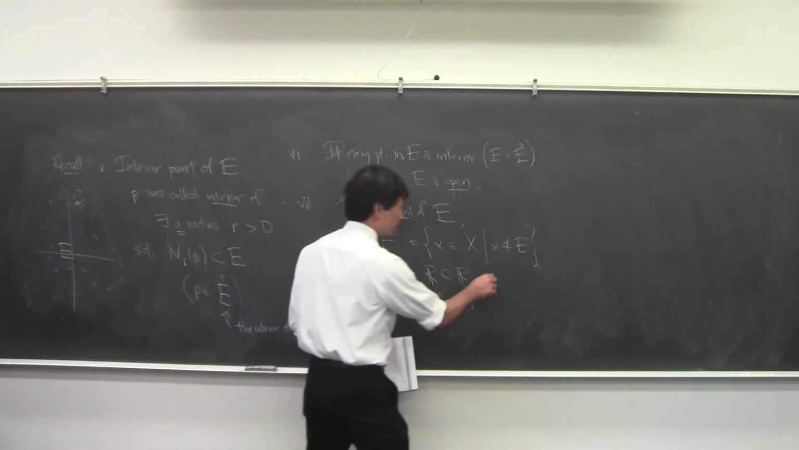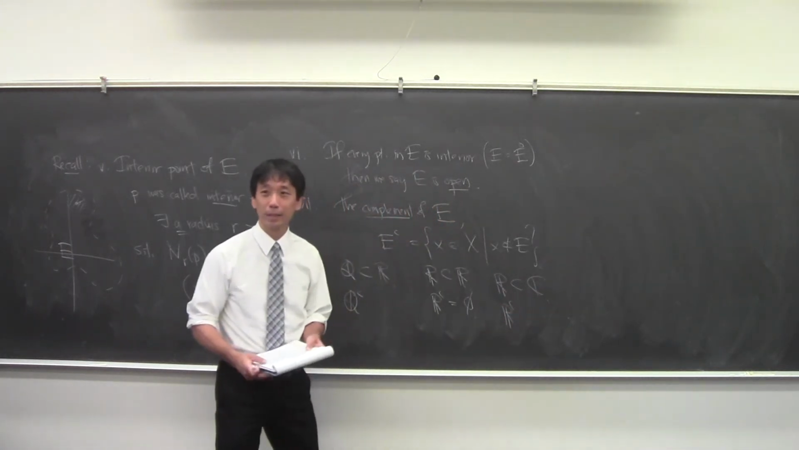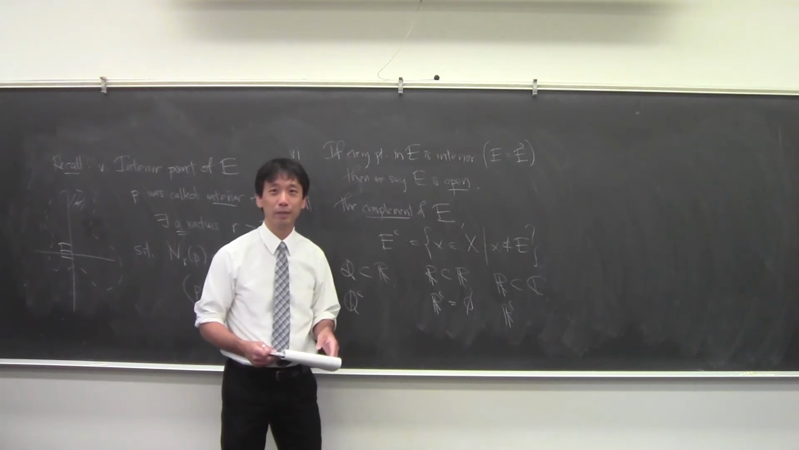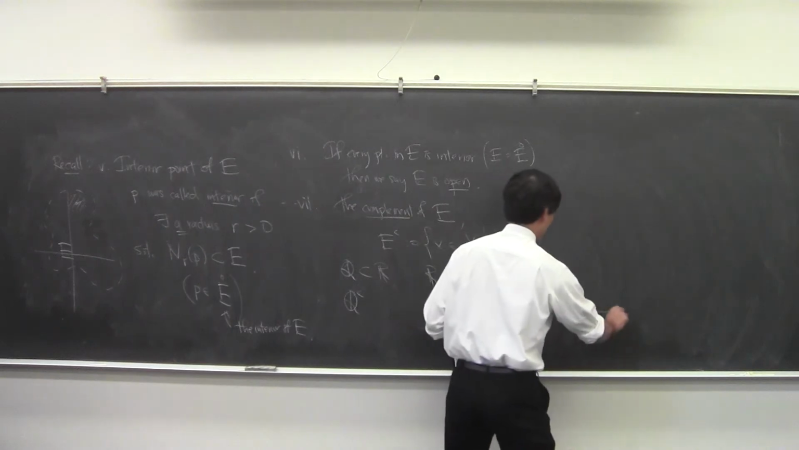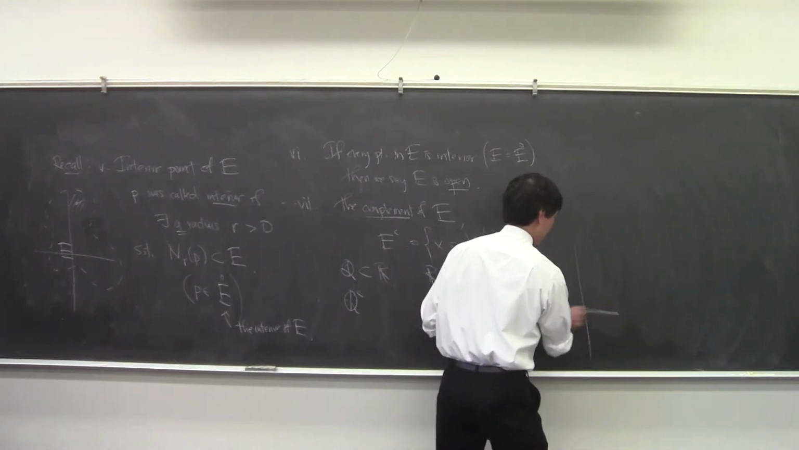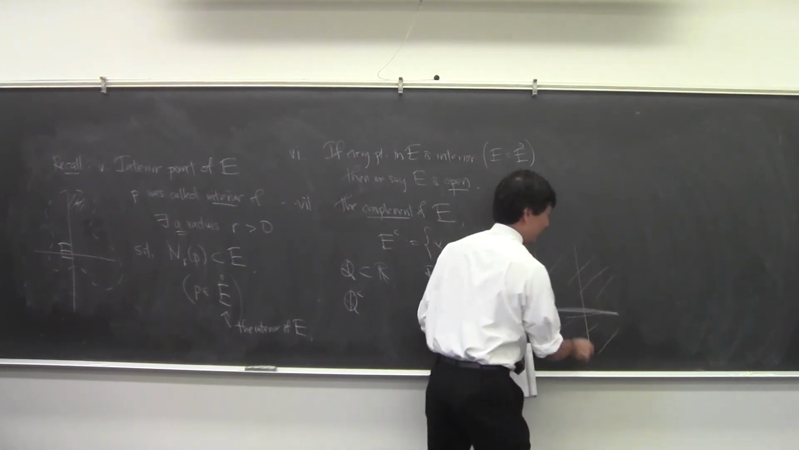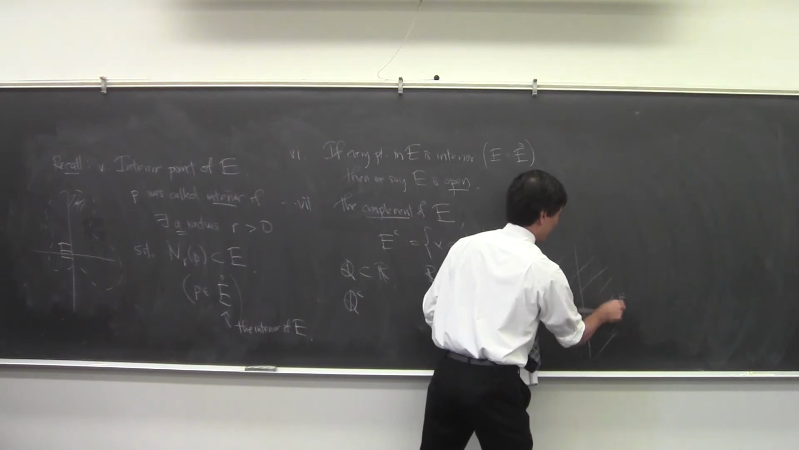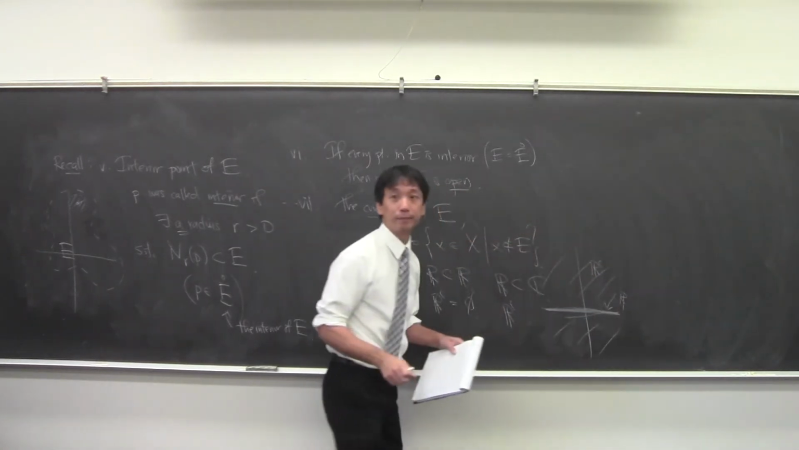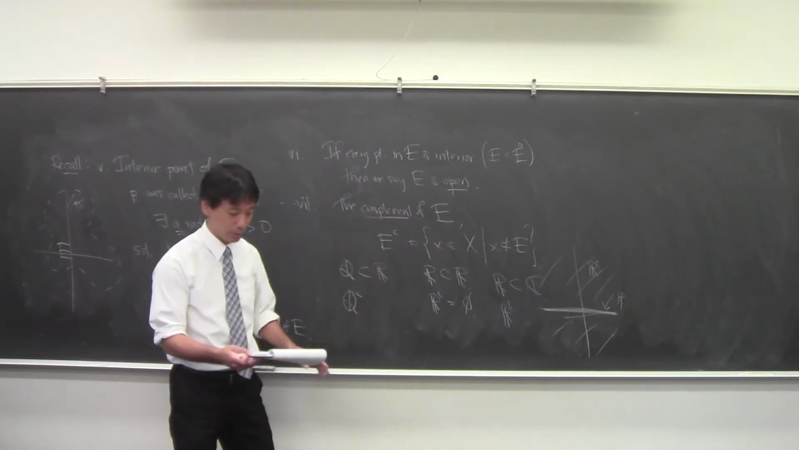If I think about R sitting inside of C, then R complement would be what? C minus R. Yeah, so it would be just like the complex plane, but excluding the real axis. Everything in the complex plane, but not the real axis. So this would be R, and this would be R complement. It's just everything that's not in there. That's pretty straightforward.